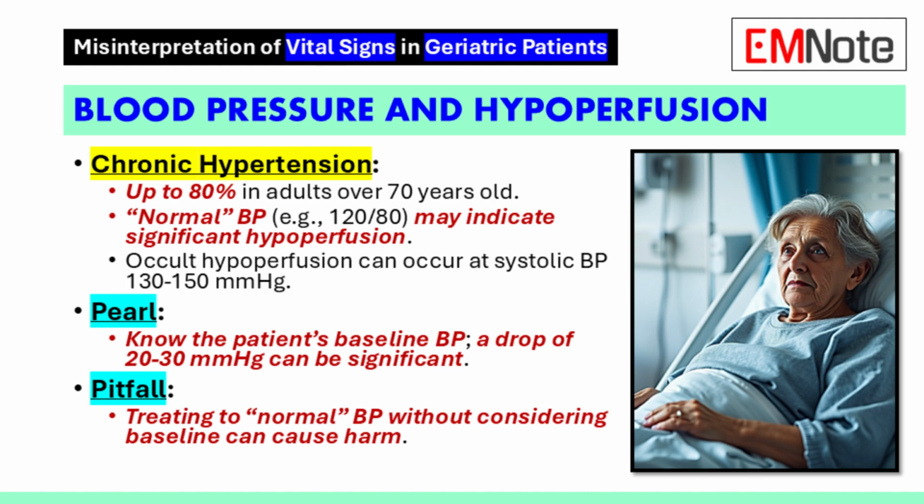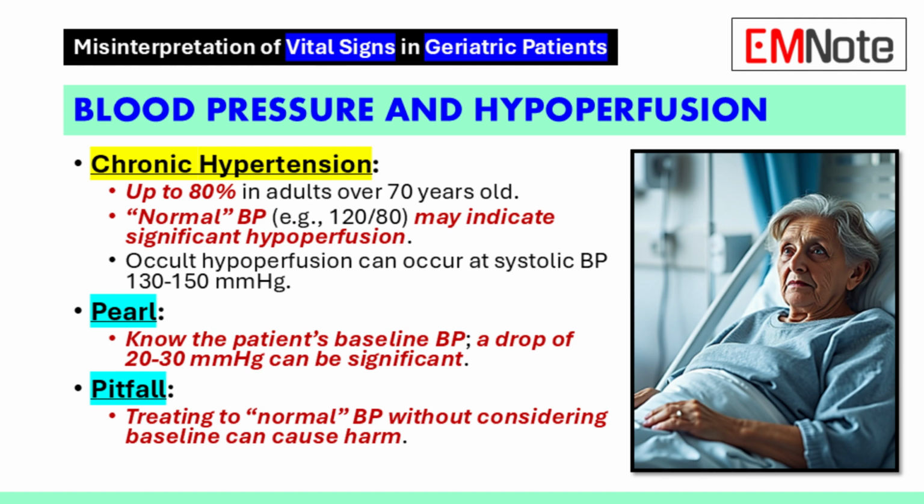Blood pressure and hypoperfusion. Chronic hypertension is common in older adults, with a prevalence of up to 80% in those over 70 years old. Consequently, their bodies may be accustomed to higher blood pressure levels. A normal blood pressure reading in a geriatric patient with chronic hypertension may actually indicate significant hypoperfusion. Studies have shown that occult hypoperfusion can occur with systolic blood pressures between 130 and 150 millimeters of mercury. This can lead to end organ damage if not recognized and addressed promptly.